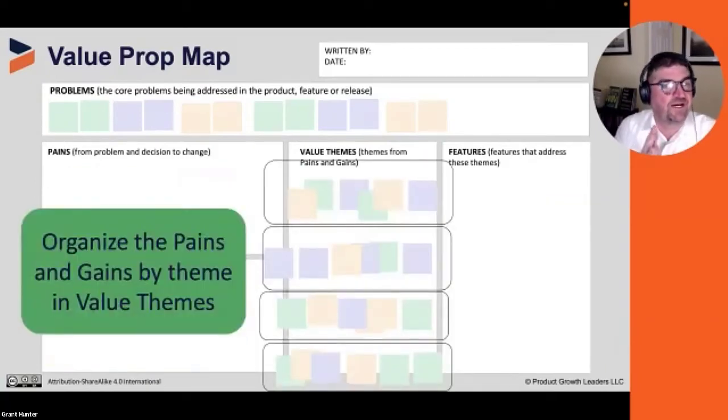We start organizing the pains and gains by theme. And these become our value themes. And with these, we start identifying what are the critical pains and gains that we want to be talking about when we do a value prop.